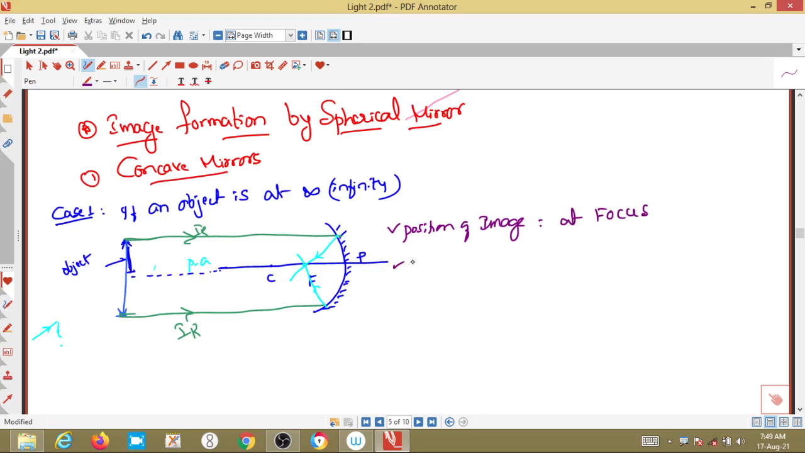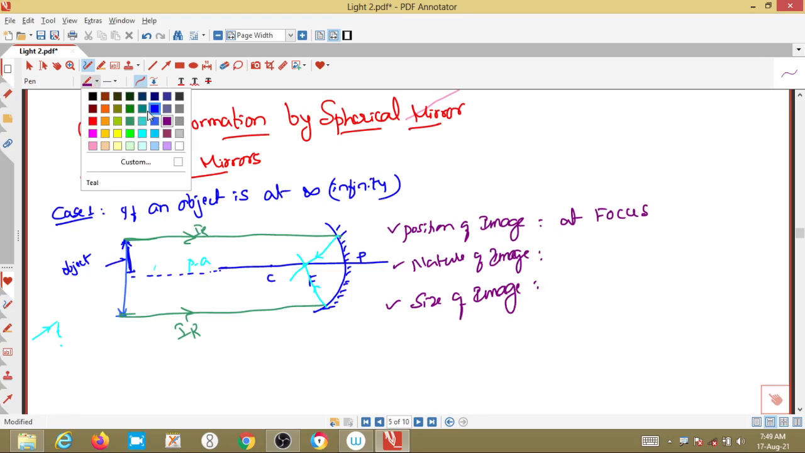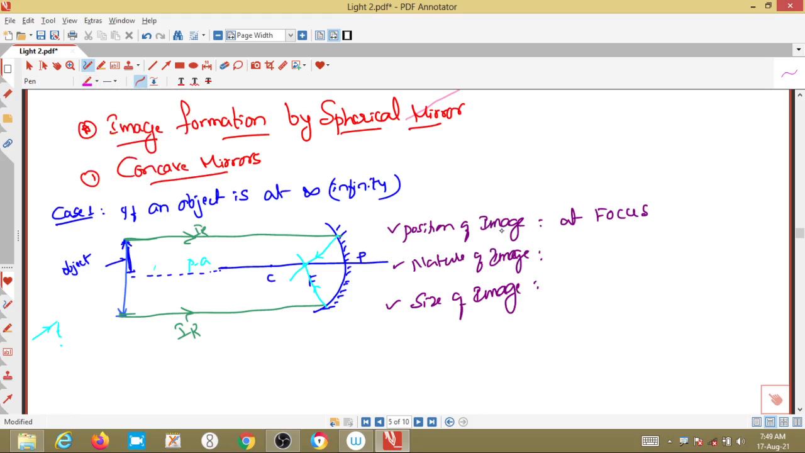Second one is the nature of image. Third one is the size of the image. We should understand all these things for each case. First one, image is formed at the focus, that is the position.